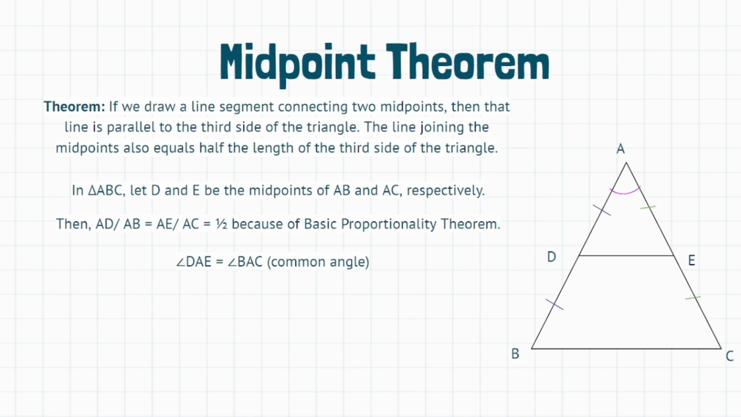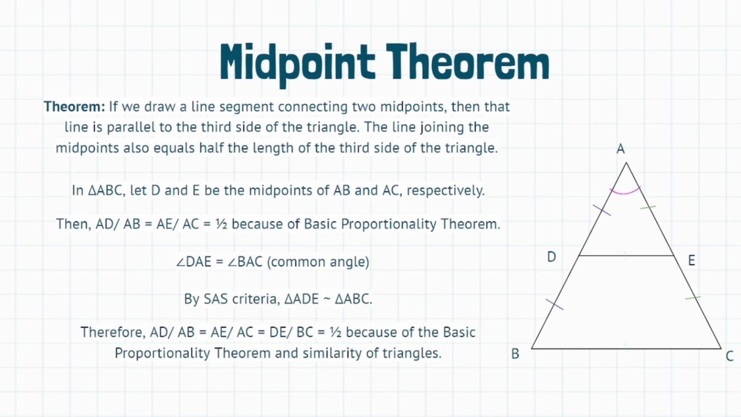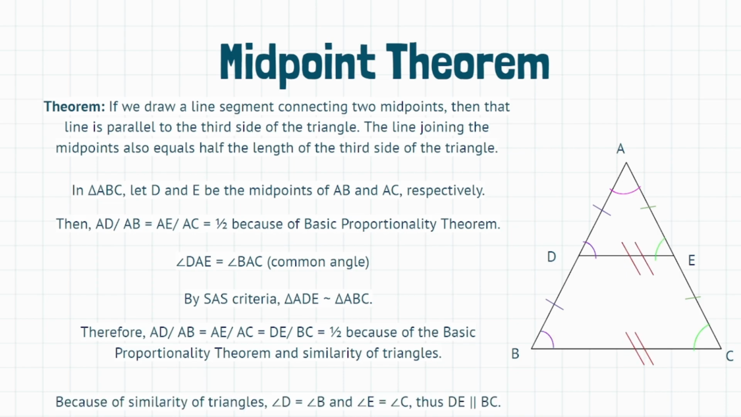Angle DAE equals angle BAC since it is the common angle. By SAS criteria, triangle ADE is similar to triangle ABC. Therefore, AD over AB equals AE over AC equals DE over BC equals 1/2 because of the basic proportionality theorem and similarity of triangles. Because of similarity of triangles, angle D equals angle B and angle E equals angle C. Thus, DE is parallel to BC.